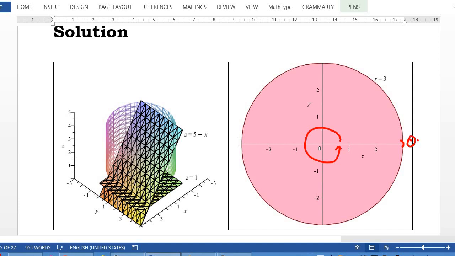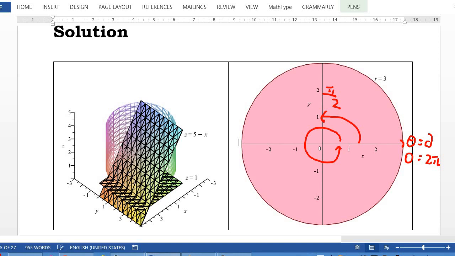actually theta equal to 0. And it's a full circle, that's why theta goes from 0 up to theta equal to 2 pi. If the cylinder is in the first octant only, meaning x positive, y positive, then theta goes from 0 to pi over 2.